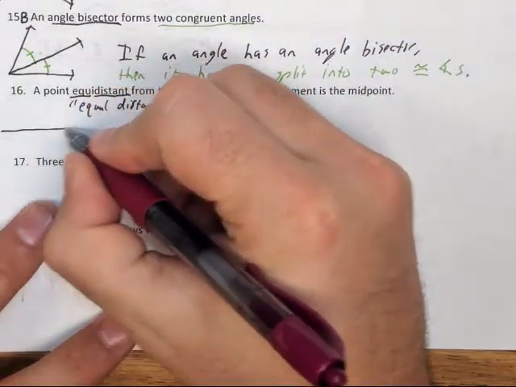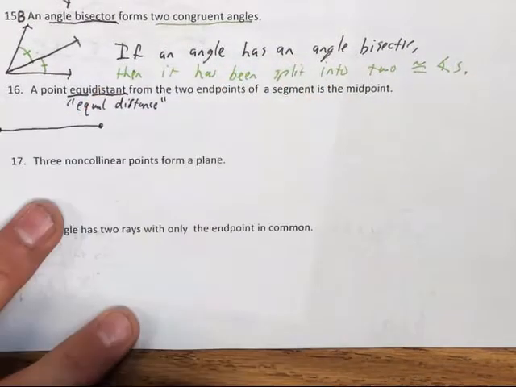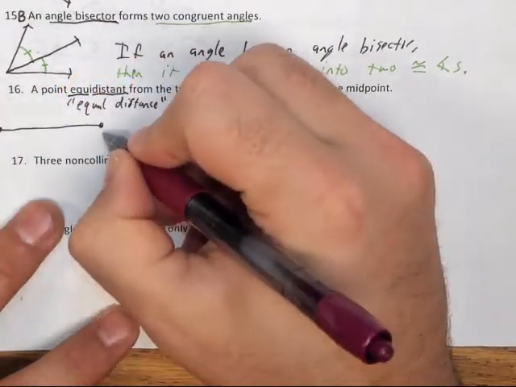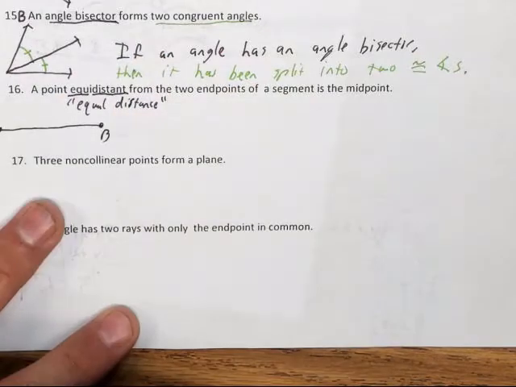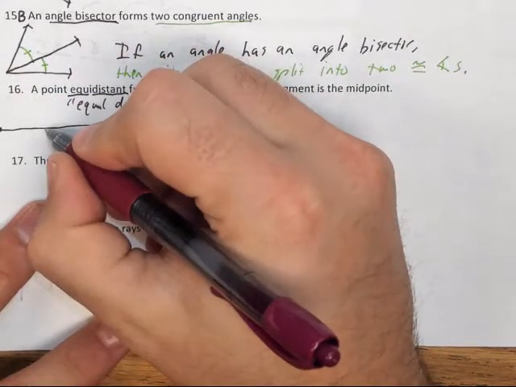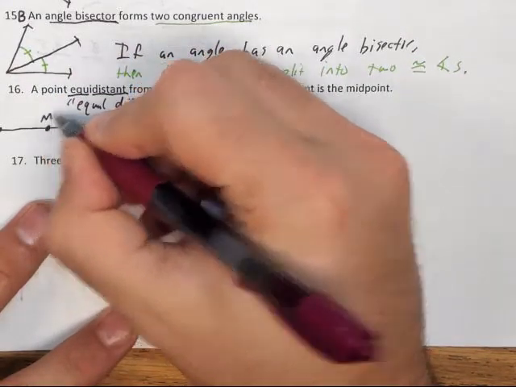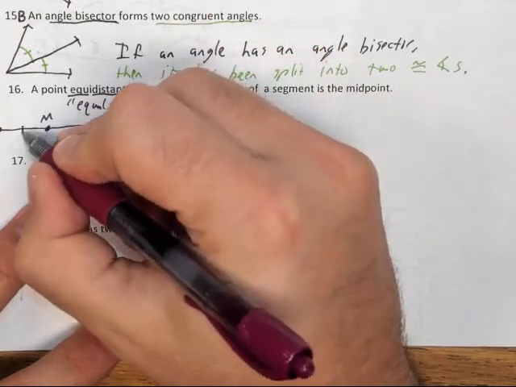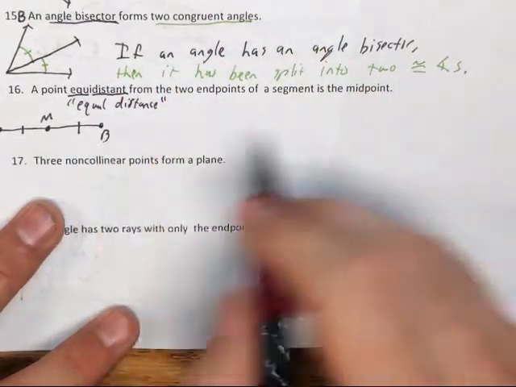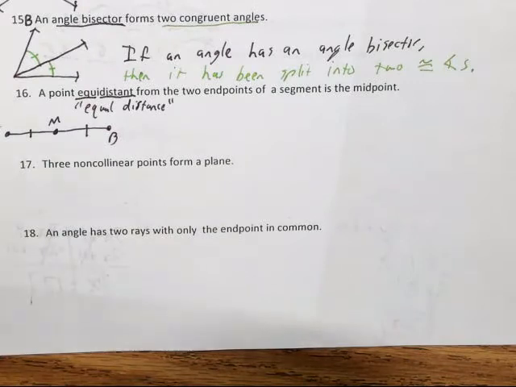So when we draw the endpoints, let's call those A and B. And if we got a point that is equal distance from them, let's put that M. Equal distance would mean that this equals this, and then it's saying that it's the midpoint. Well, yeah, that does sound right.